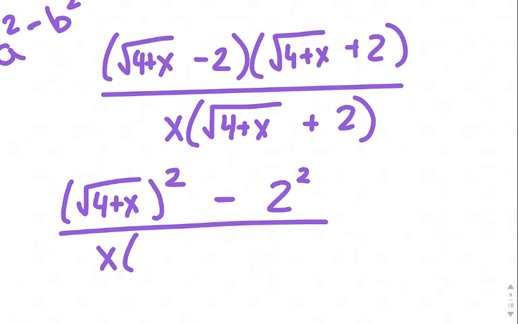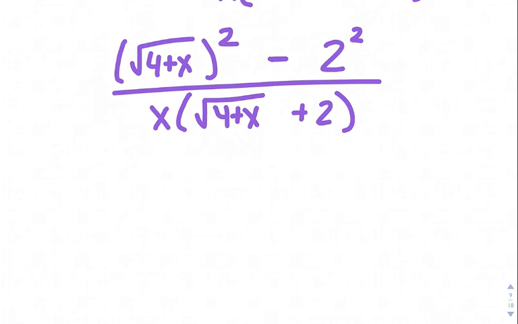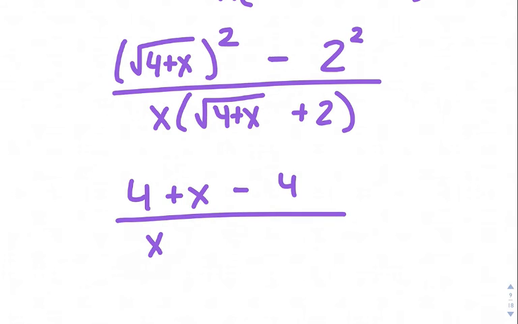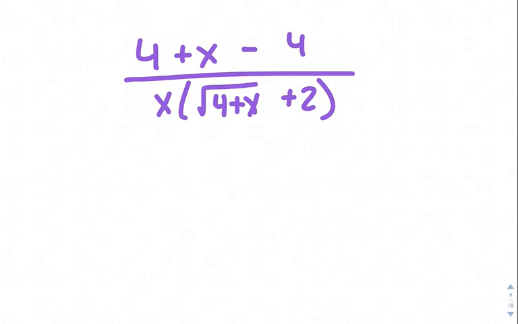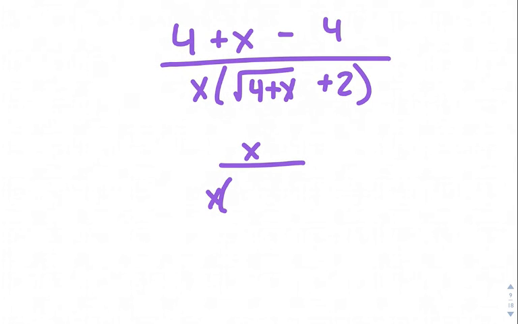And then my denominator I'm going to keep how it is. So radical 4 plus x squared just means that my square root and my exponent of 2 are going to cancel out. So I'm left with 4 plus x. 2 squared is just 4. So then I'm left with 4 plus x minus 4 on top, and then this on the bottom. On top, I notice I can simplify. 4 minus 4 is just 0, so I have x over x times radical 4 plus x plus 2.